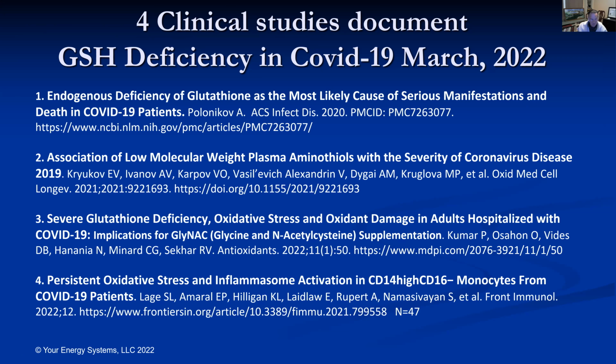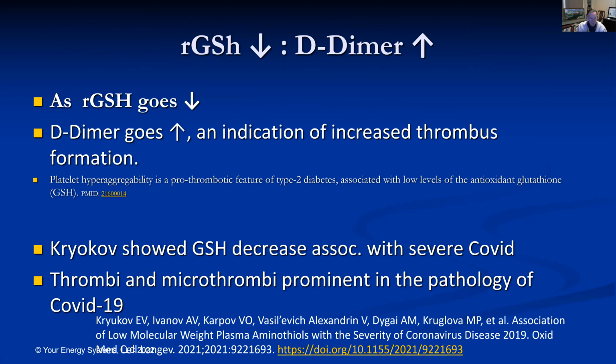For example, the Kurikoff study, the second one in this list, shows that as the reduced form, that's the active form of glutathione, goes down, a material called D-dimer is elevated. D-dimer is an indication of increased thrombus formation and has formed itself as thrombus material is broken down. That's a critical factor in many of the complications of COVID-19. So it looks like it clearly shows that as glutathione goes down, D-dimer is elevated.